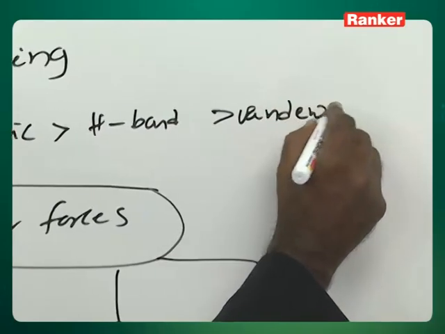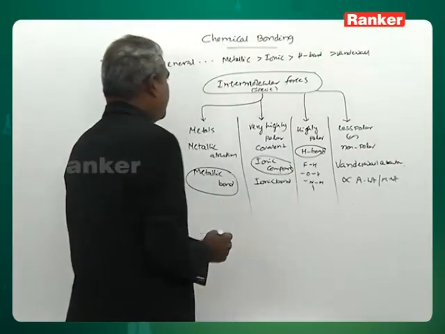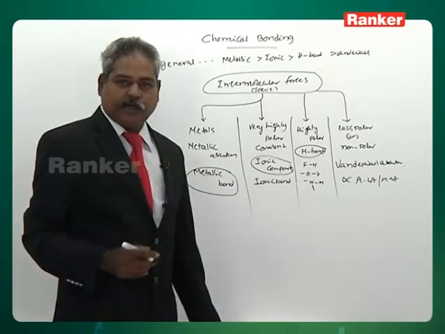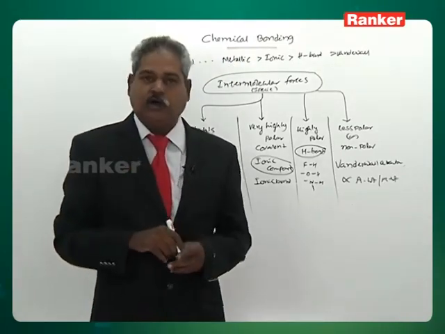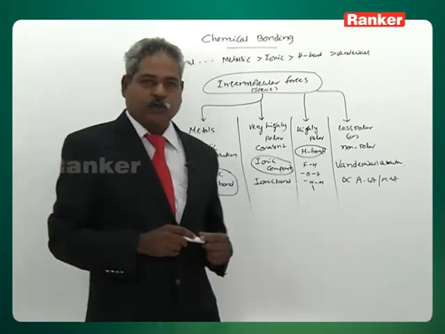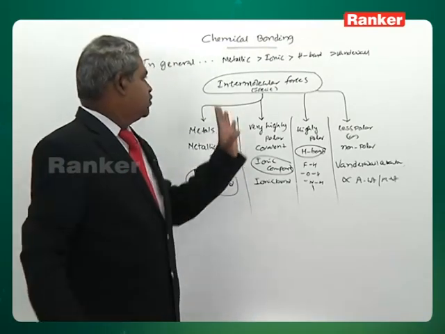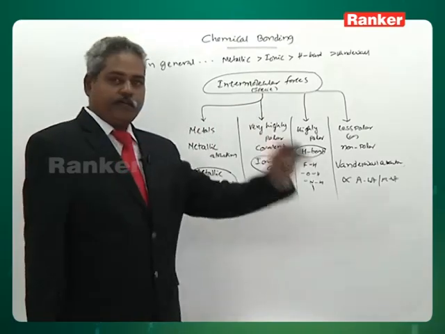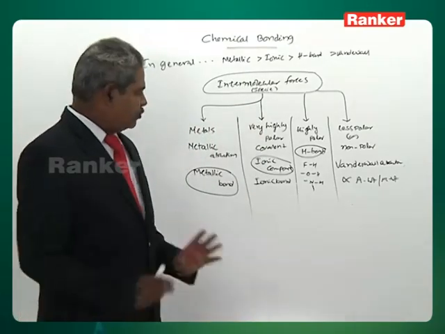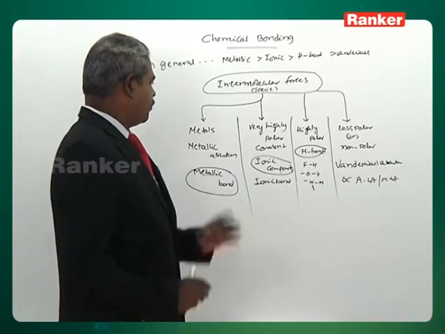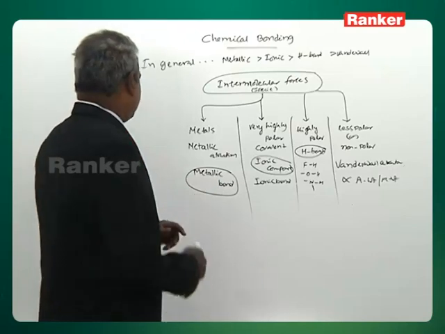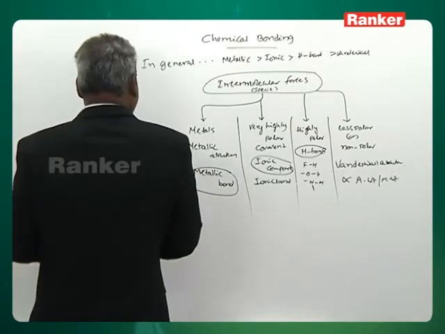I am not saying there can be ionic bonds which are stronger than metallic bonds also. Some ionic compounds, the attractions are so strong that even they are stronger than metals. So this is not a permanent one, it is broadly. So when you are given four substances, how to compare their boiling points, you should see whether it is a metal or not.